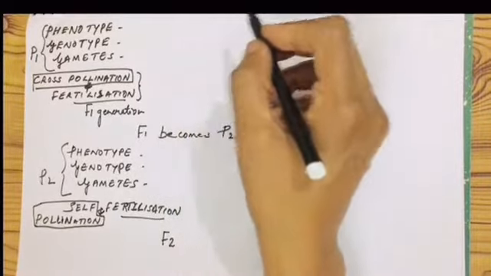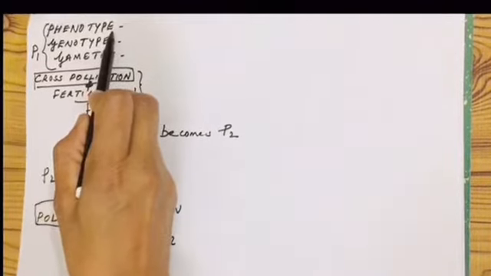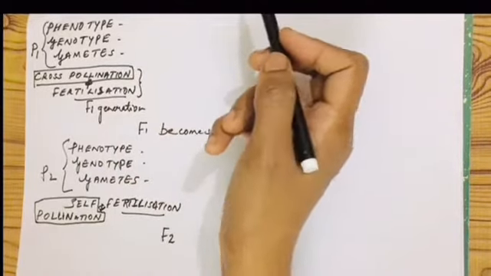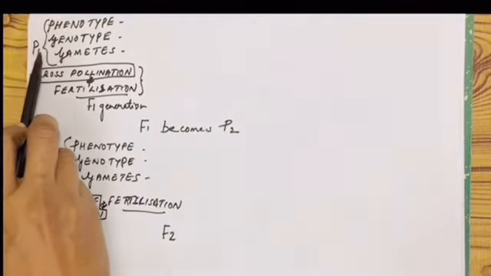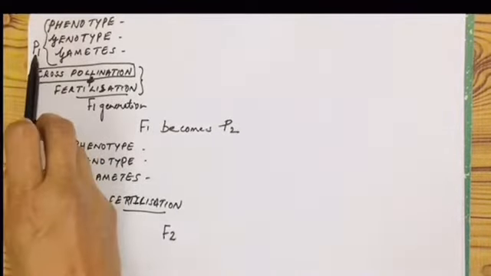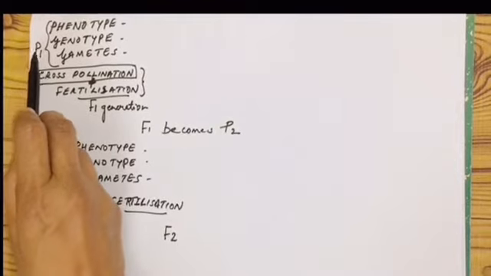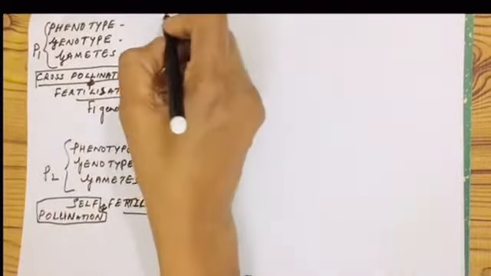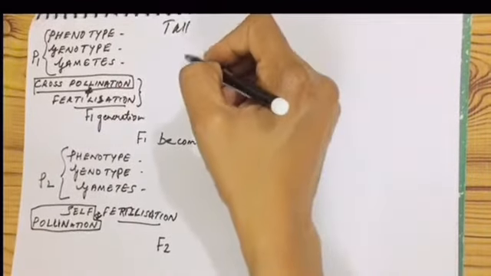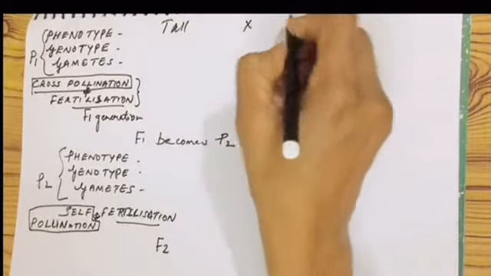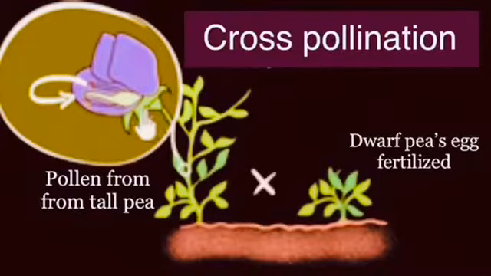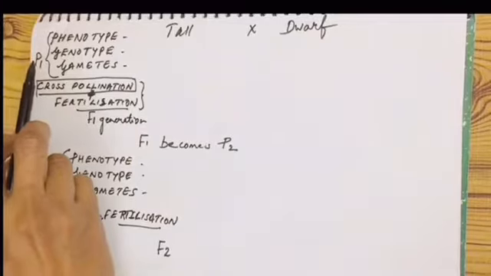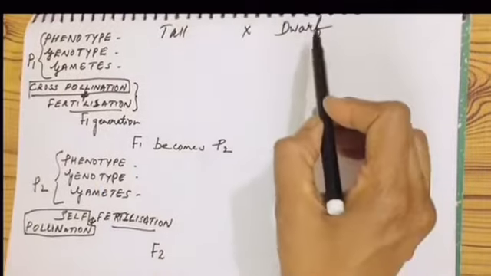First of all, you have to write the phenotype of the parental generation. You can see here P1. P1 means first parental generation. So Mendel chose tall pea plants for the first parental generation to collect pollen grains. Dwarf pea plants he chose for egg. Phenotype of the P1 generation, the first parental generation of the garden peas: tall versus dwarf.